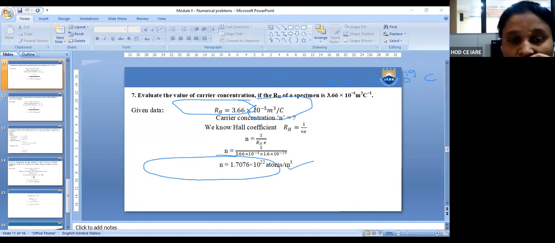I hope you people have understood. Any doubts in this problem, students? Just copy it fast so that we can go for the next problem. Today I am going to start the third module also. So 3 more problems are left. We'll finish those problems. So copy it fast, all of you.